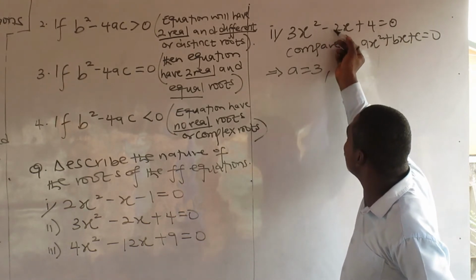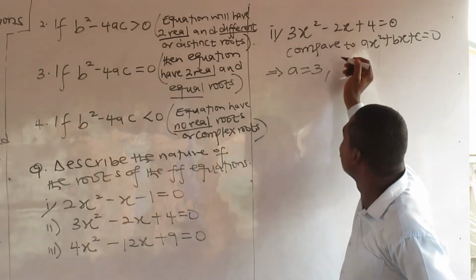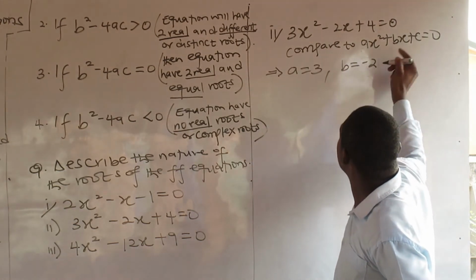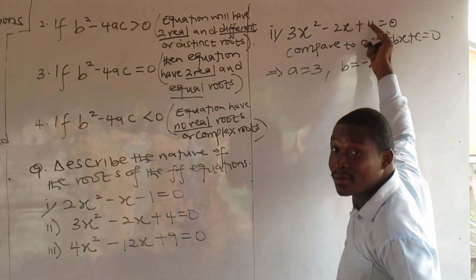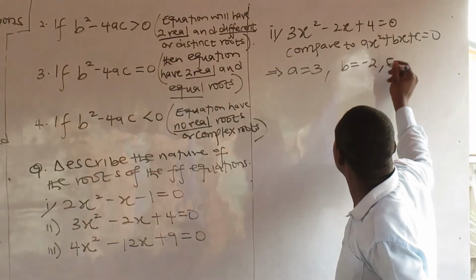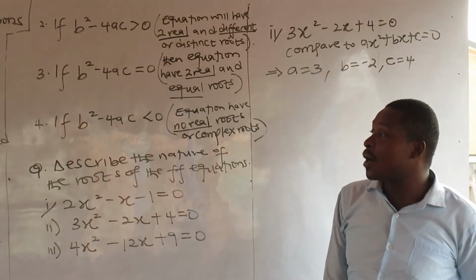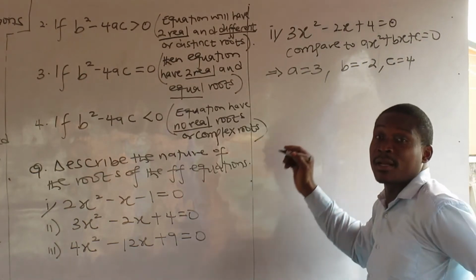B is negative 2. This minus belongs to this 2. Good. From algebra, and C happens to be free without any variable. That's what you see, right? So C is 4.